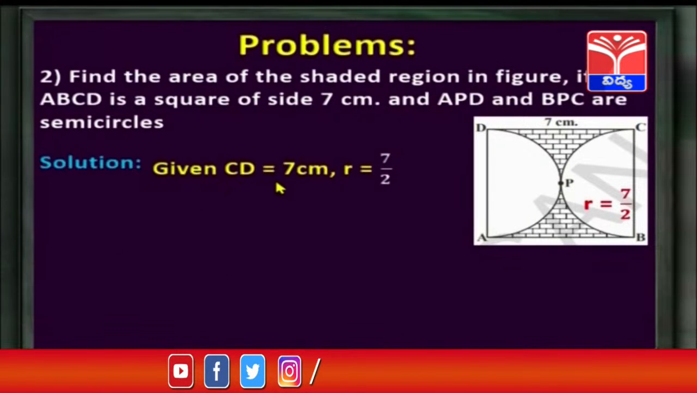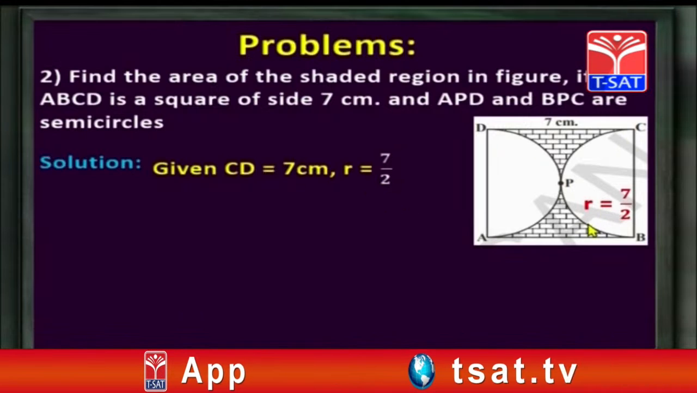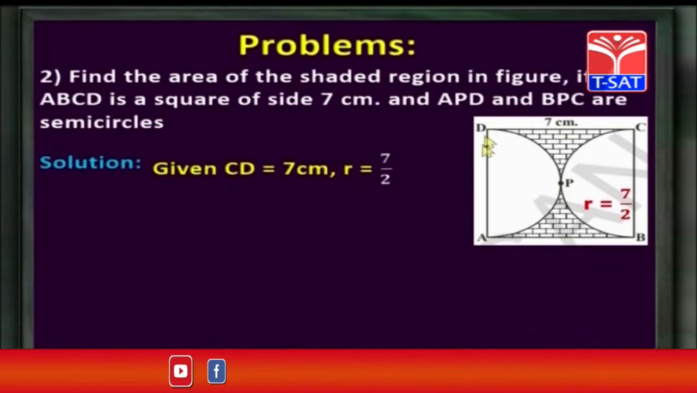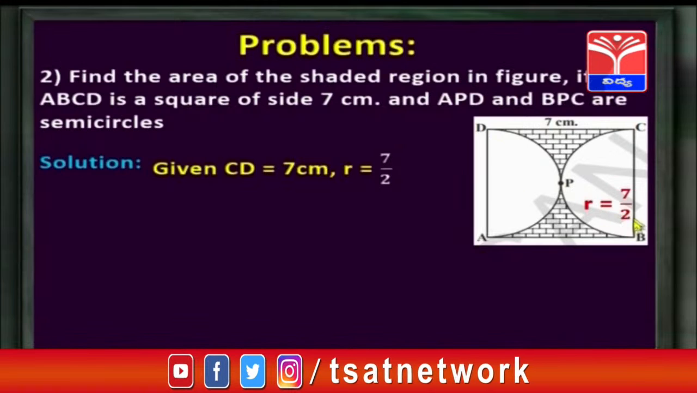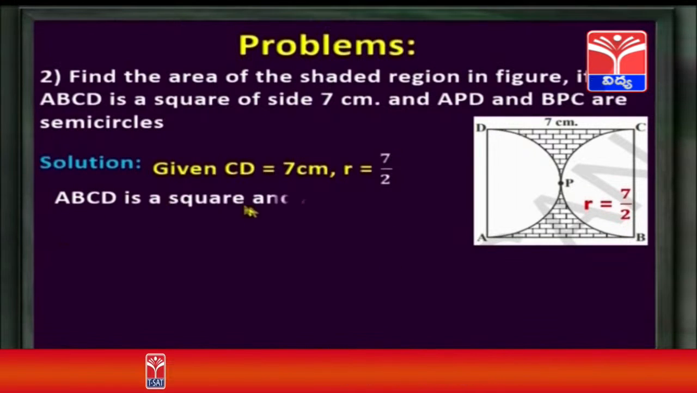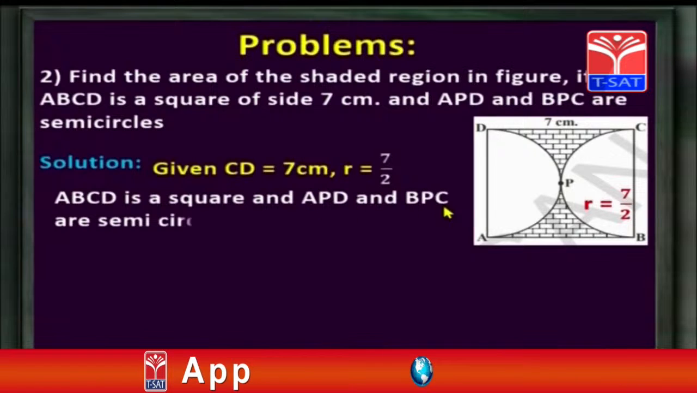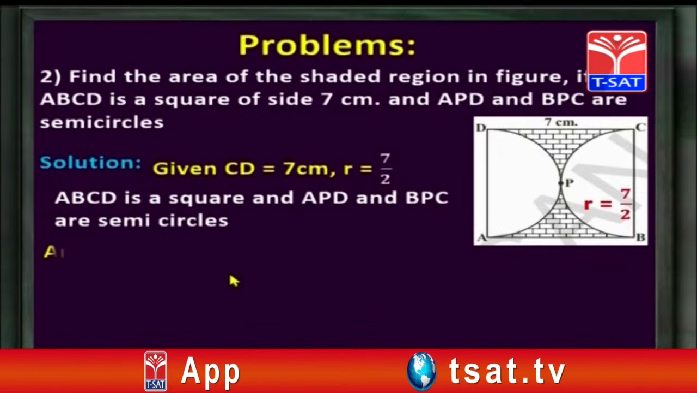Given CD is equal to 7 centimeter, which is the length of the side of the square. r is equal to 7/2. Why did we get r as 7/2? Because this is the diameter, diameter is 7, so radius will be half of the diameter, which is r equal to 7/2. ABCD is a square and APD and BPC are semicircles.